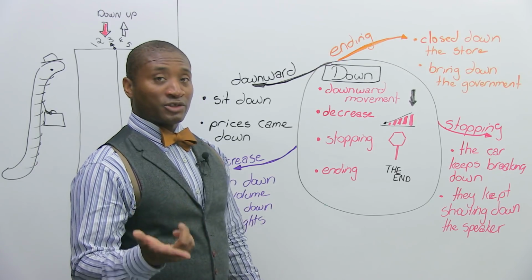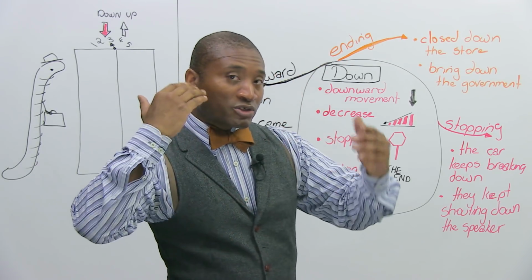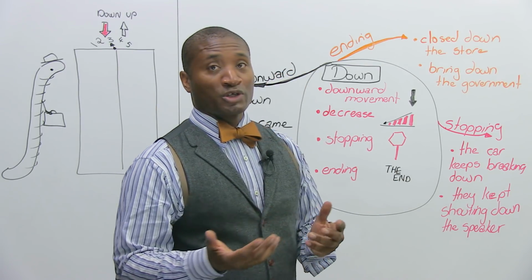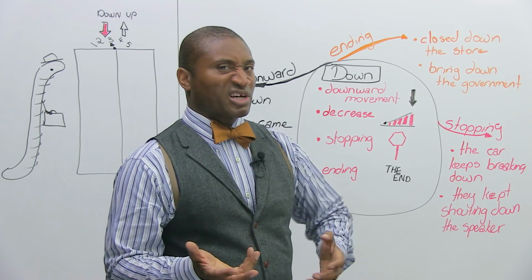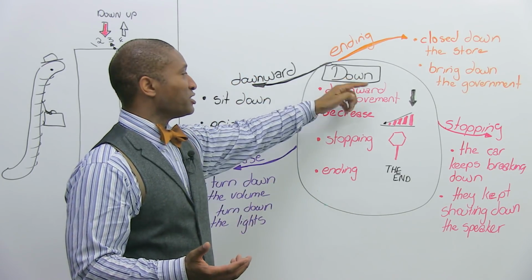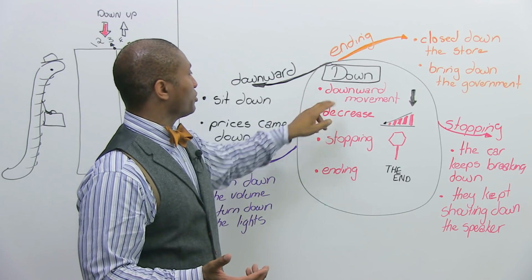Why am I explaining this to you? Because that's how we as English speakers think. This is what goes in the back of our head that you cannot see. So when you hear things like cars breaking down, you can't see or understand why we said it. But these four things are going on in our head and we can see how they're interrelated. So let's start with the first one, downward movement.